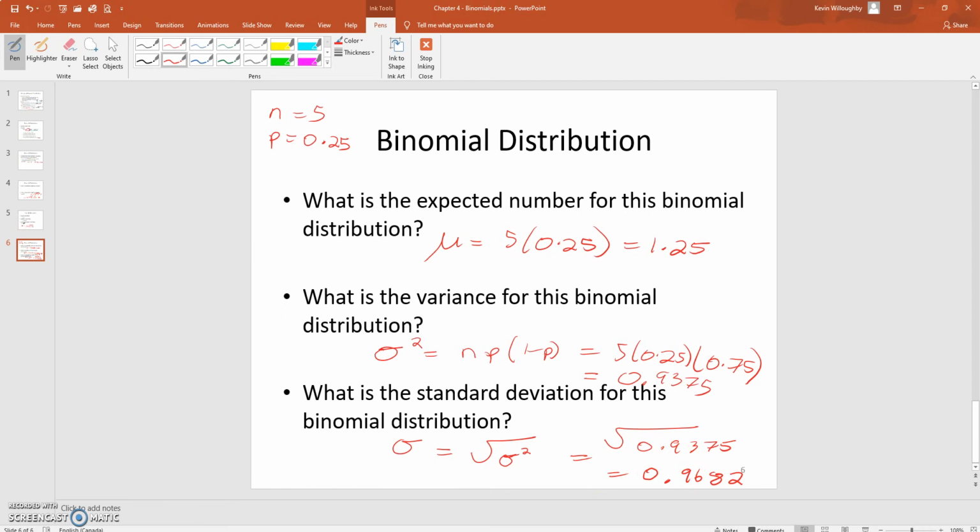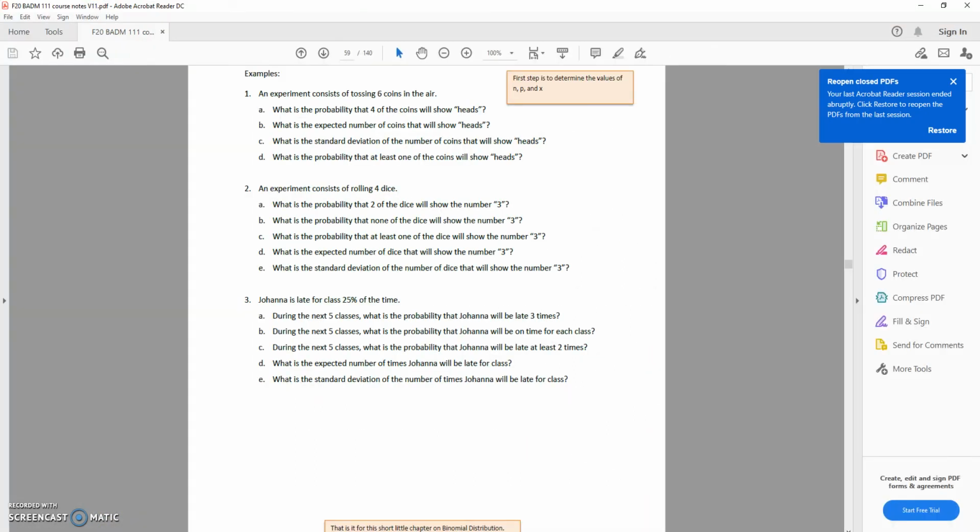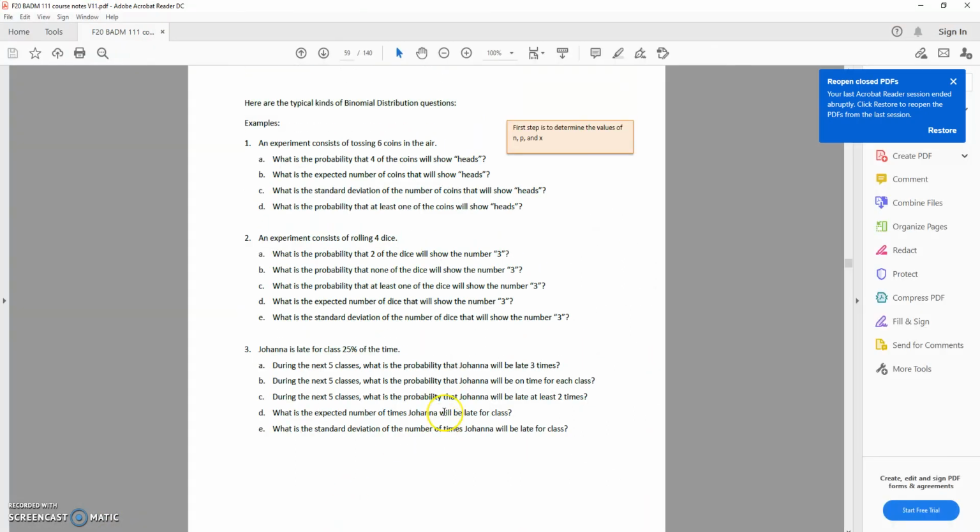So what we're going to do now, we have a bit of time. We're going to go into the course package. This is on page, let's see what page we're on here.